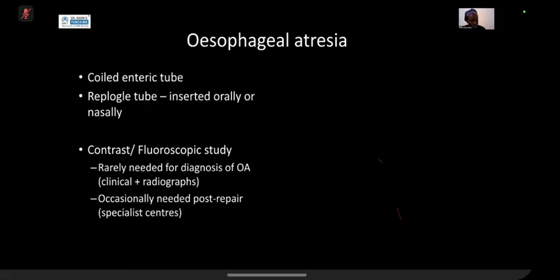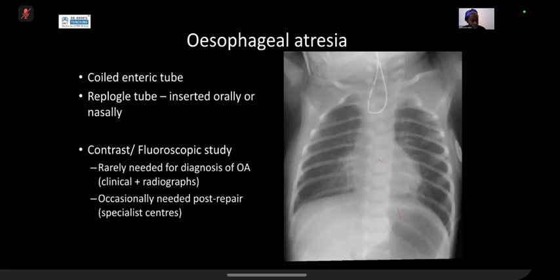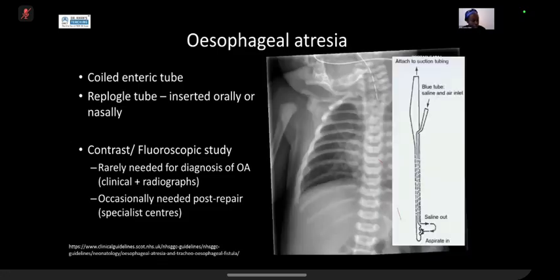So we've seen the orogastric tubes. We can also sometimes see a thing called a Replogle tube. So that is a tube, I'll just show you the picture of it. So this is a Replogle tube here. Sorry, my pointer's gone. I'll just put it back on. This is your Replogle tube here.